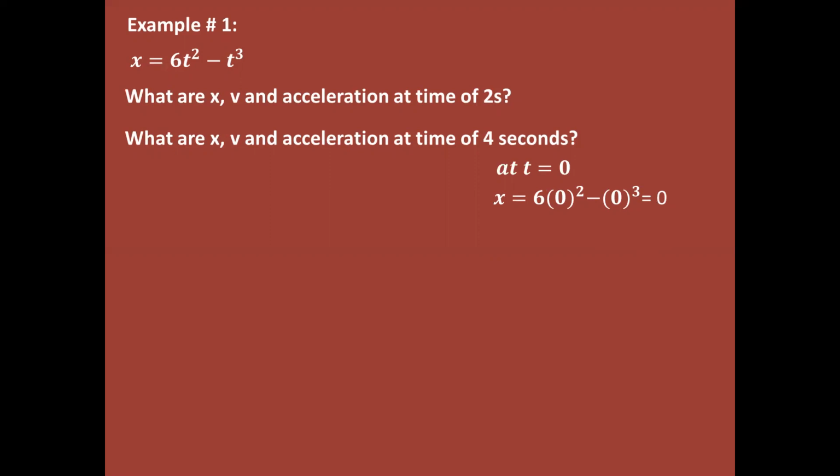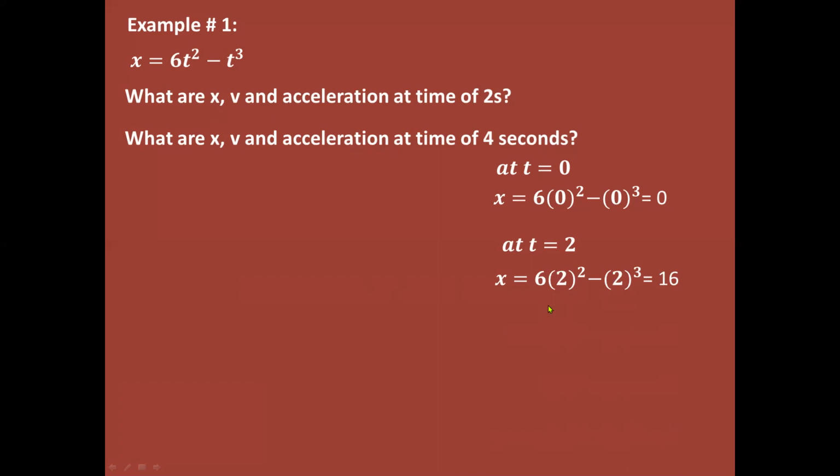Let's move to our second coordinate using the time of 2 seconds. Since our question goes like this, what are x, v, and acceleration at time of 2 seconds? So let us use 2 seconds. Time of 2 seconds using the equation of motion by substitution, x is equal to 6 times 2 squared minus 2 cubed equals 16 meters. We have our second coordinate as 2 and 16.